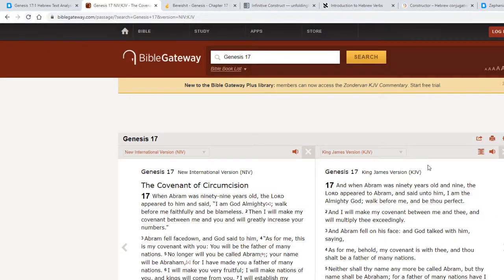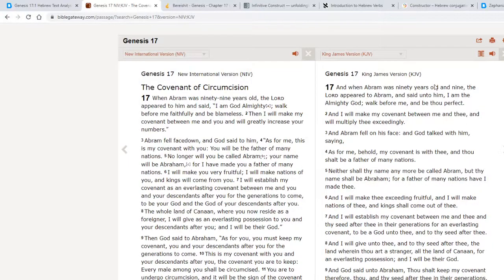We're going to compare King James, NIV, and the Chabad translations. Here we go. King James: "And when Abram was ninety years old and nine, the Lord appeared to Abram and said unto him, I am the Almighty God. Walk before me and be thou perfect."